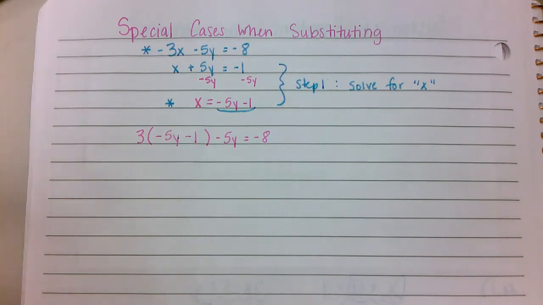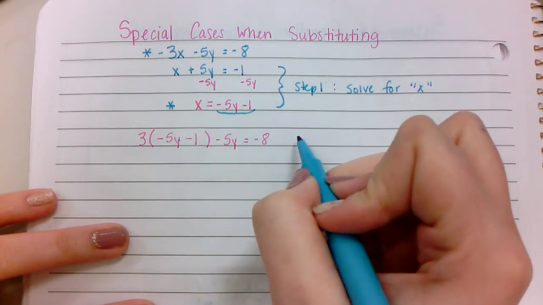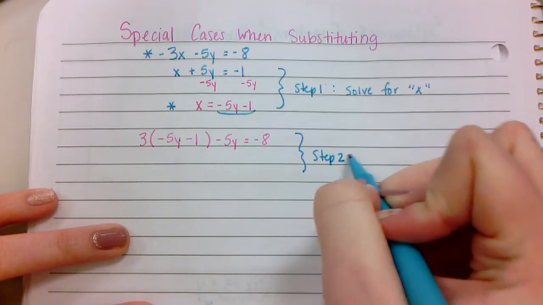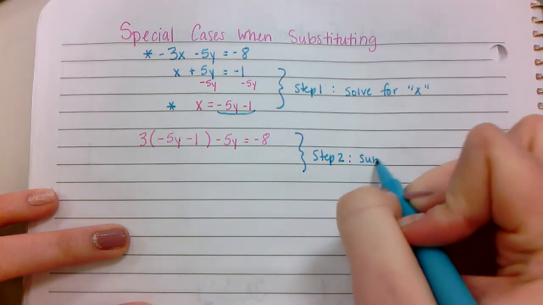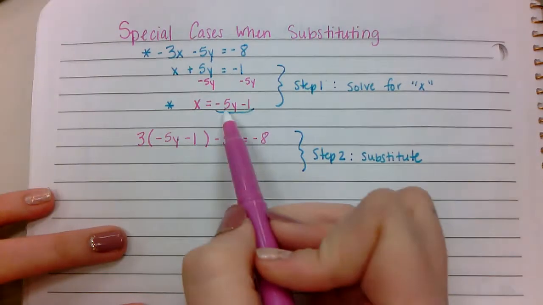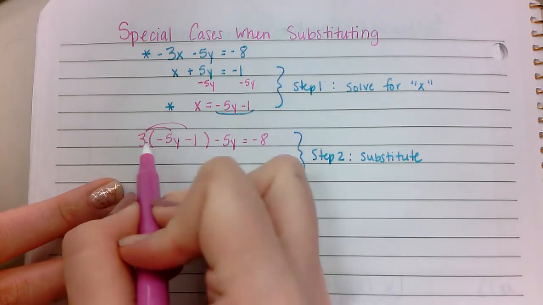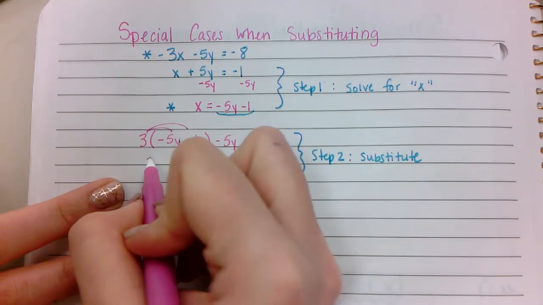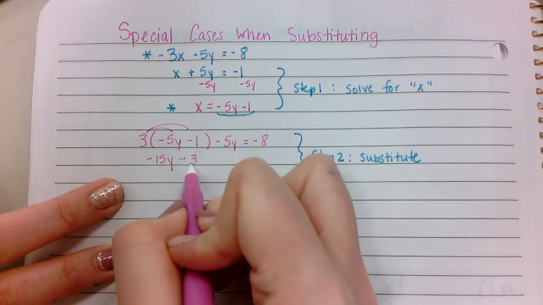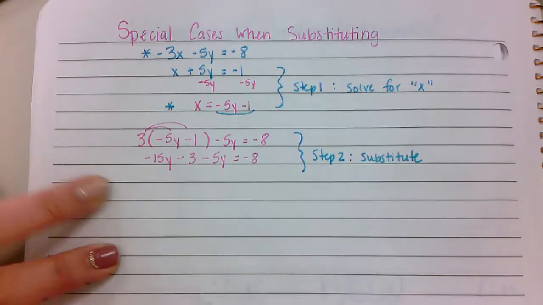And then we just solve. So this was our second step, step 2. We substitute. We literally substitute what we solved for x in place of the x. Now, let's solve. 3 times negative 5 is negative 15. I have to bring that y down. 3 times negative 1 is negative 3. Bring down the negative 5y, the equal sign, and the negative 8.